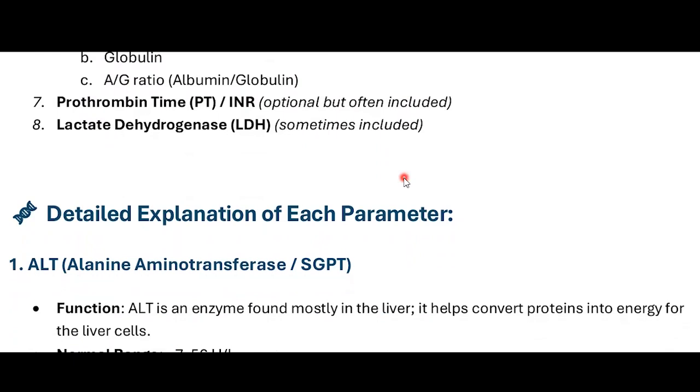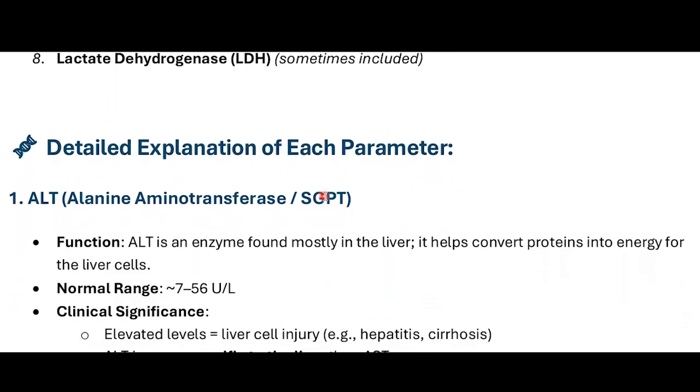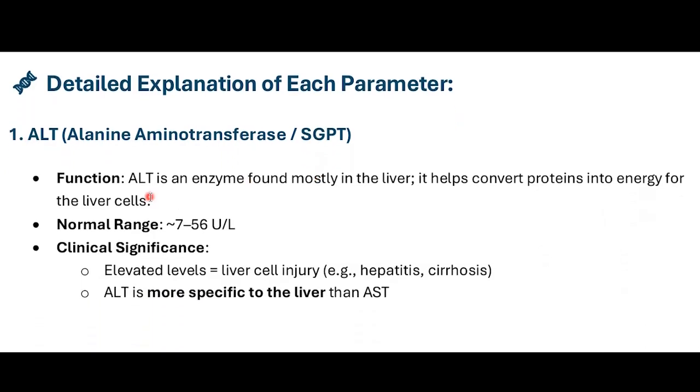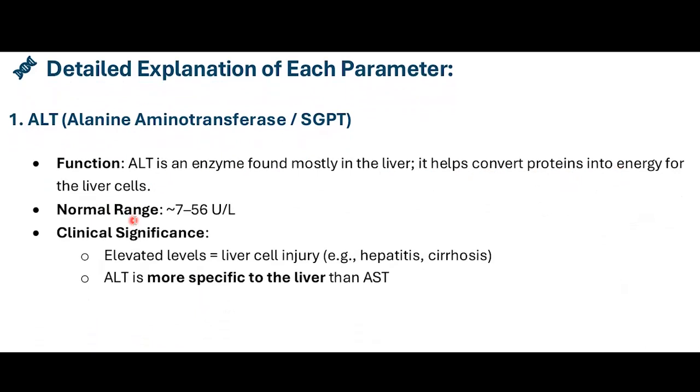If we discuss the details of each parameter, first one is the ALT, alanine aminotransferase, or you can say SGPT. Function: ALT is basically an enzyme found mostly in the liver. It helps convert proteins into energy for the liver cells. So that's the function of the ALT. And the normal range of this enzyme in the blood is 7 to 56 units per liter.